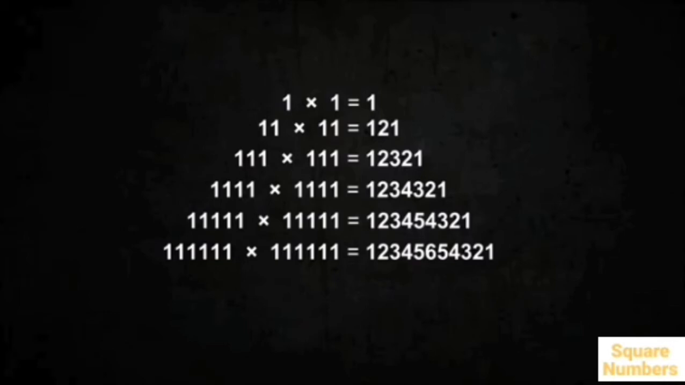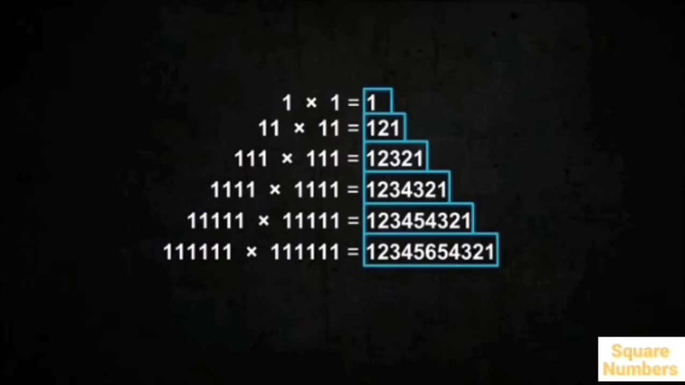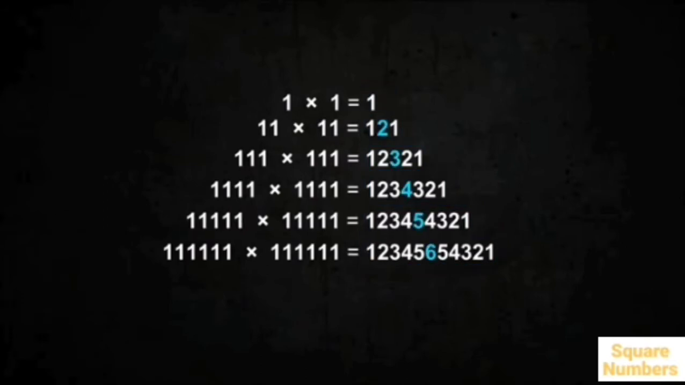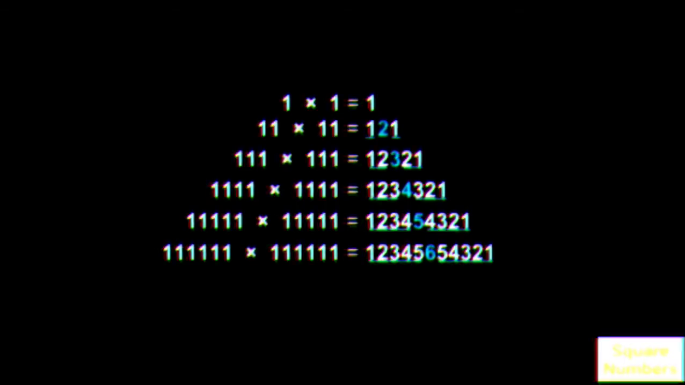First of all, on the right side, the number of digits in the product is odd. Since the number of digits is odd, if we select the middle digit, then each side will contain an even number of digits, and those digits are in reversed symmetrical order. So these are some patterns shown by the square numbers.